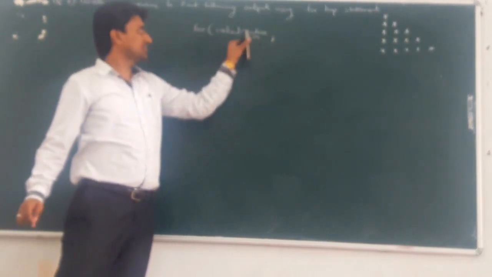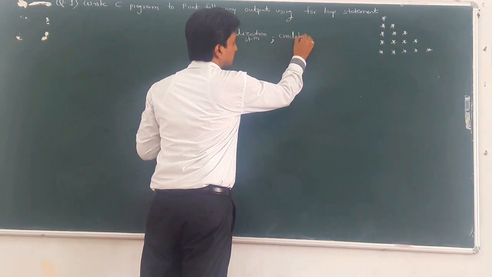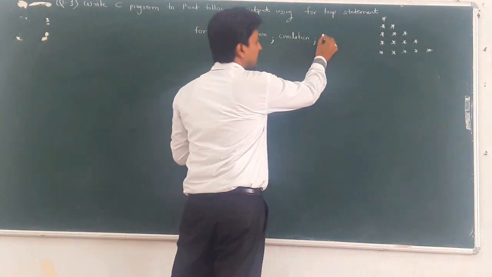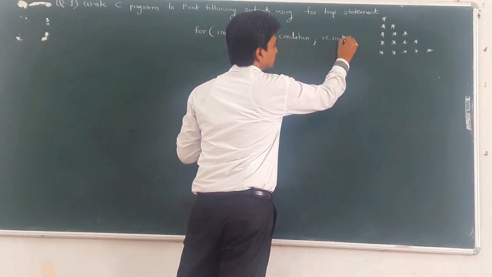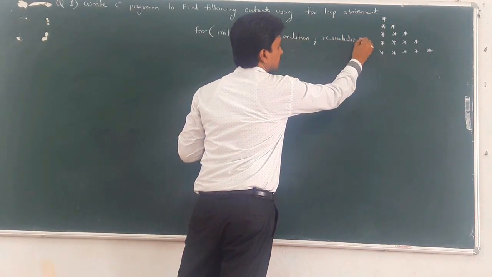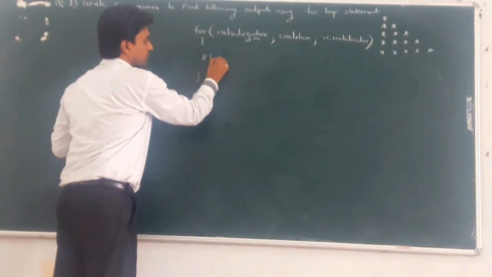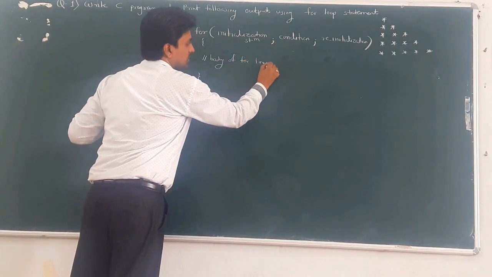So initialization statement, then semicolon, then condition. After the condition, give a semicolon, and next is the reinitialization. Parenthesis complete, then curly brackets, and then the body of for. This is the general syntax of the for loop.